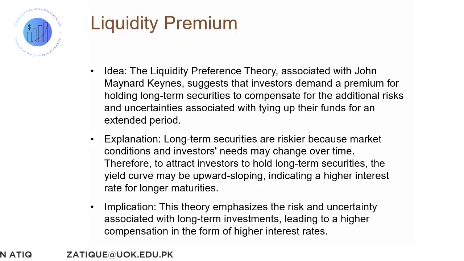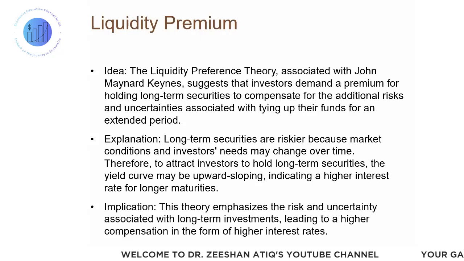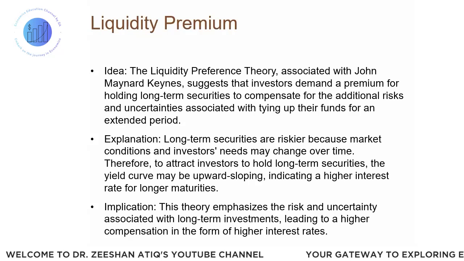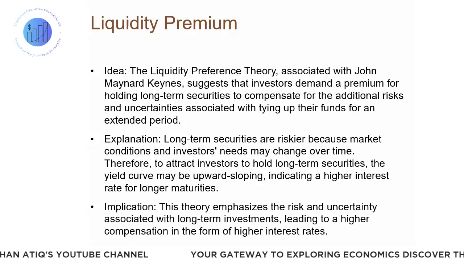Liquidity premium: when you compromise on liquidity in the longer run, you require some premium to get compensated for it. The idea of the liquidity preference theory was explained by John Maynard Keynes. He suggested that investors demand a premium for holding long-term securities to compensate for the additional risks and uncertainties that they take.